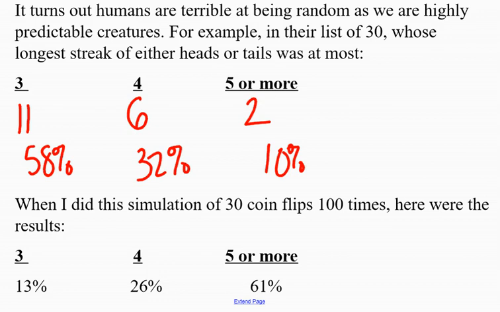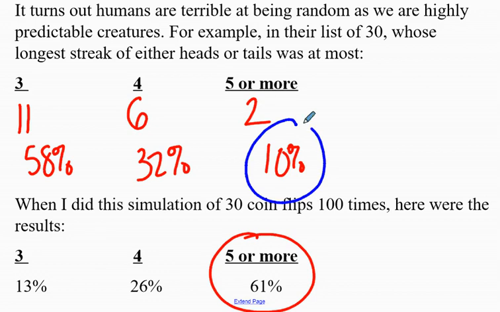It turns out that 13% of the time, the longest streak was only 3. 26% of the time, there was only a streak of 4, but 61% of the time, in 30 coin flips, you're going to get a streak of 5 or more. Whereas if you look at what humans do, they only do it 10%.